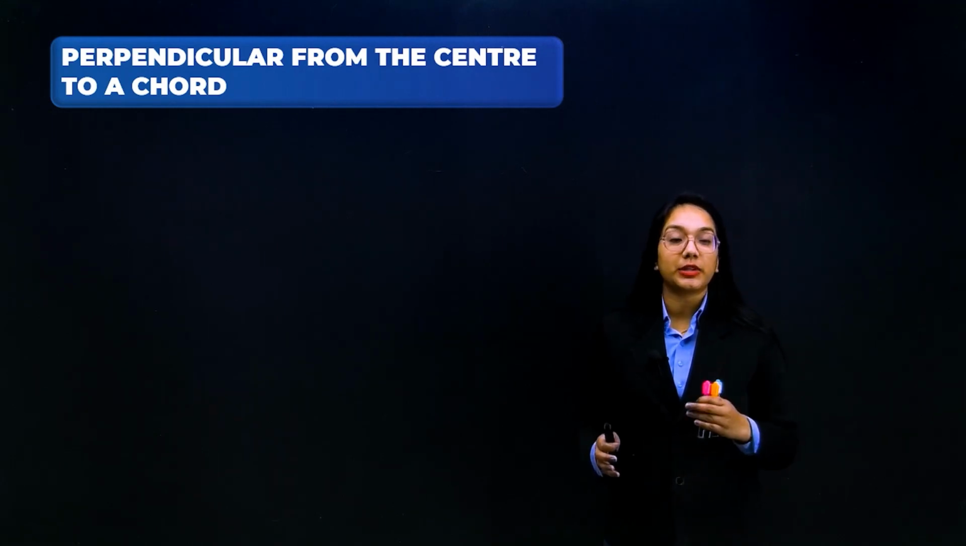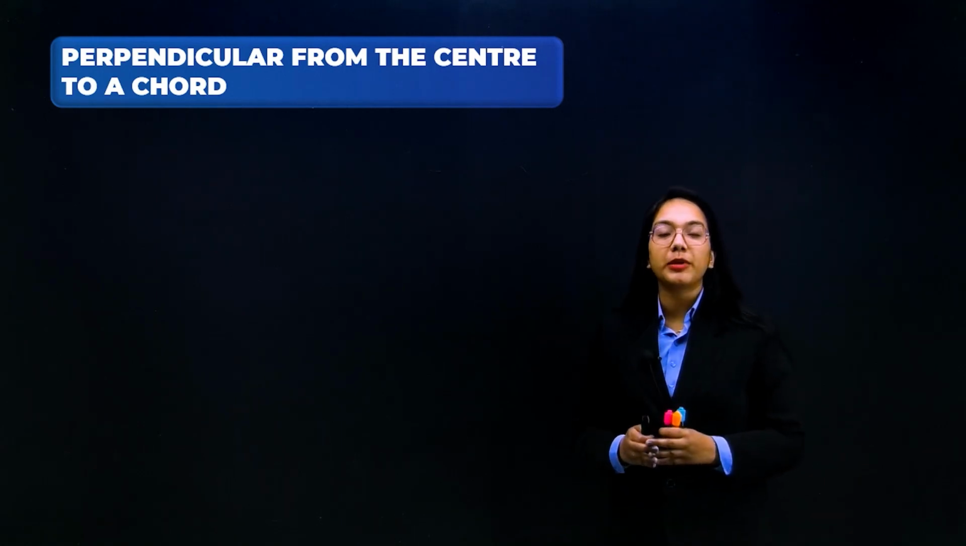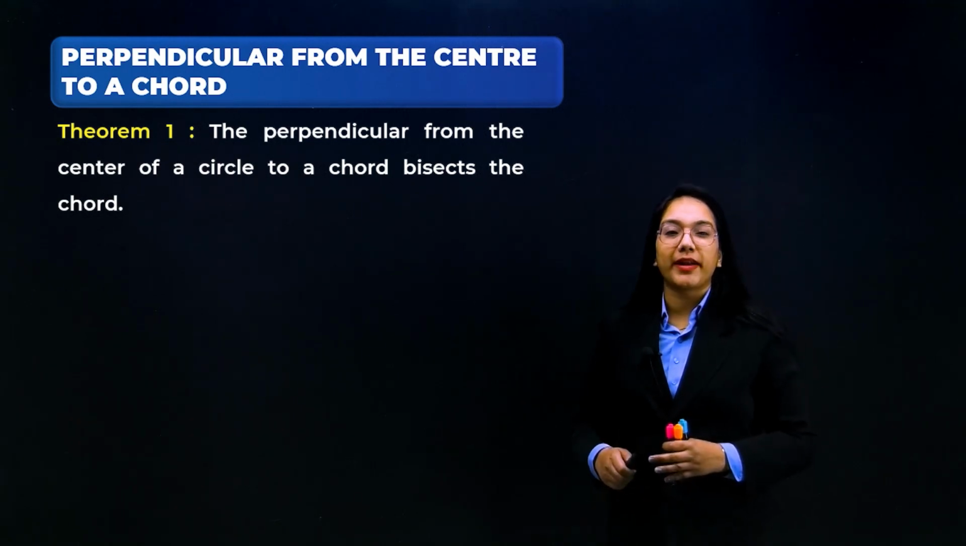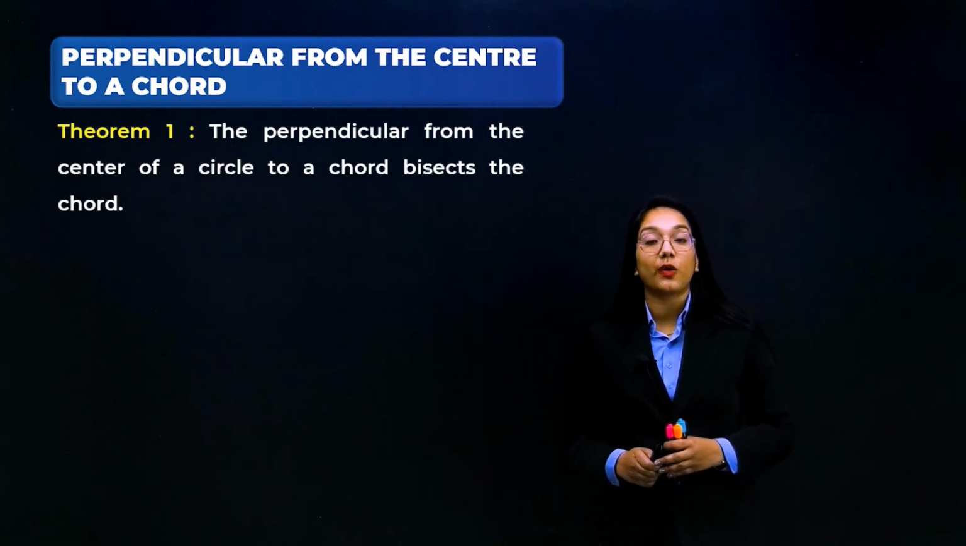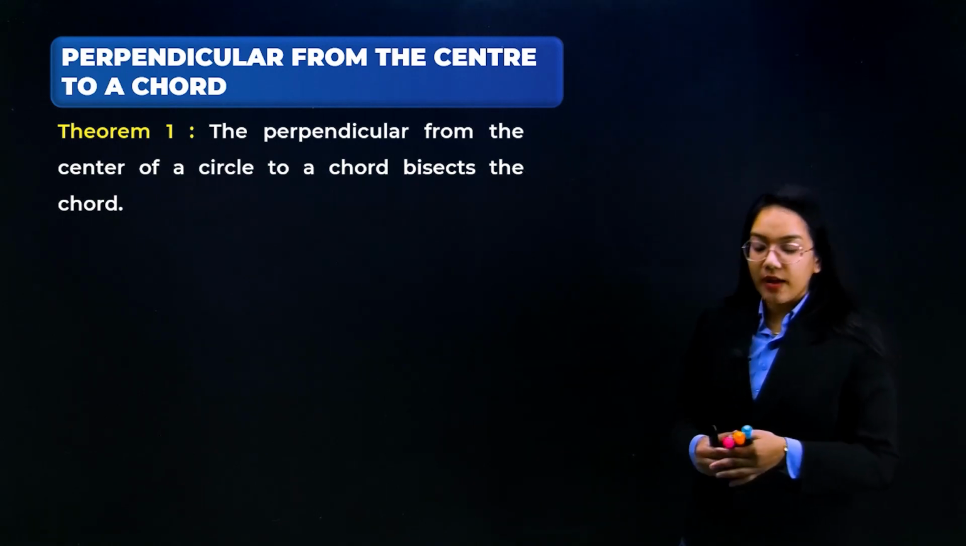This leads us toward an important theorem related to this concept, which says the perpendicular from the center of a circle to a chord always bisects the chord. So now we have to prove this.